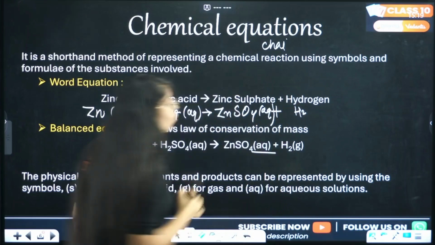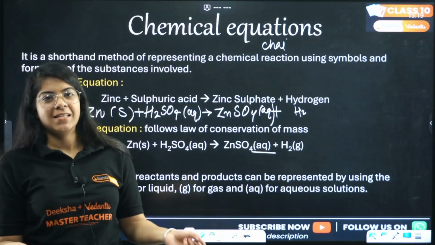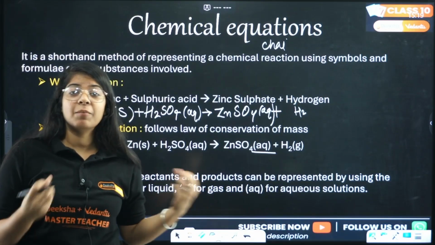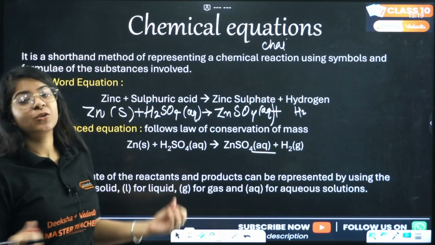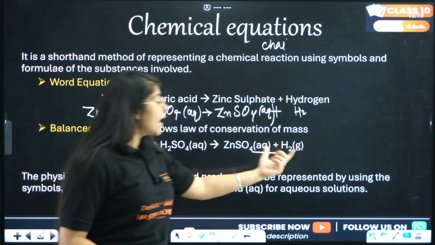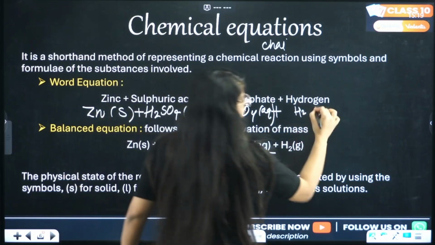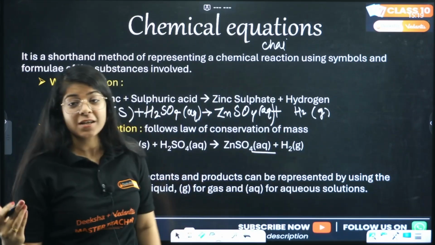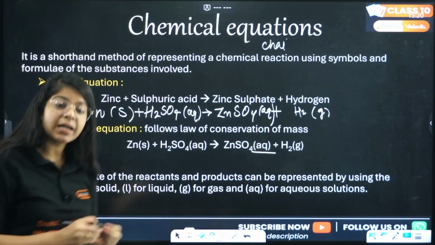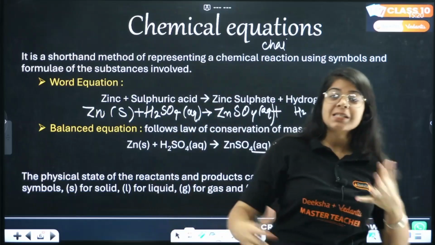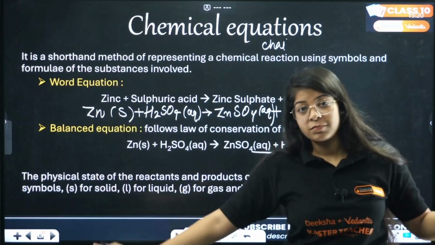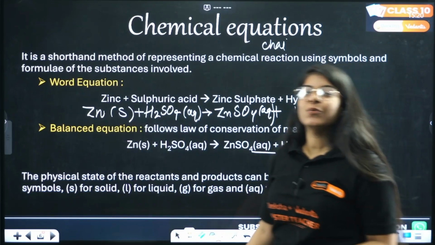See, how do I know ZnSO4 is aqueous? Practice. I have been studying science for so long that I just know ZnSO4 will become an aqueous solution, and that is why you have to practice as well. Now you know why I have to practice, beta, right? Okay, H2 is hydrogen, obviously we know it's a gas. So these reactants and products can be represented using symbols like solid, liquid, aqueous, gas: L for liquid, aq for aqueous solutions.